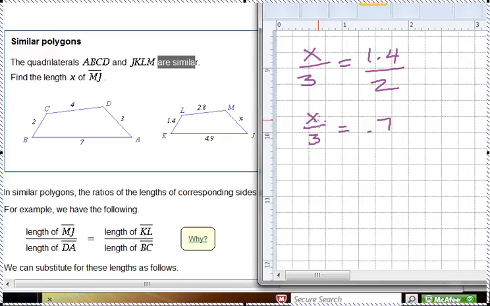All right. How do I get rid of that divide by 3? I need to get x all by itself. What's your thoughts? I should pause it.